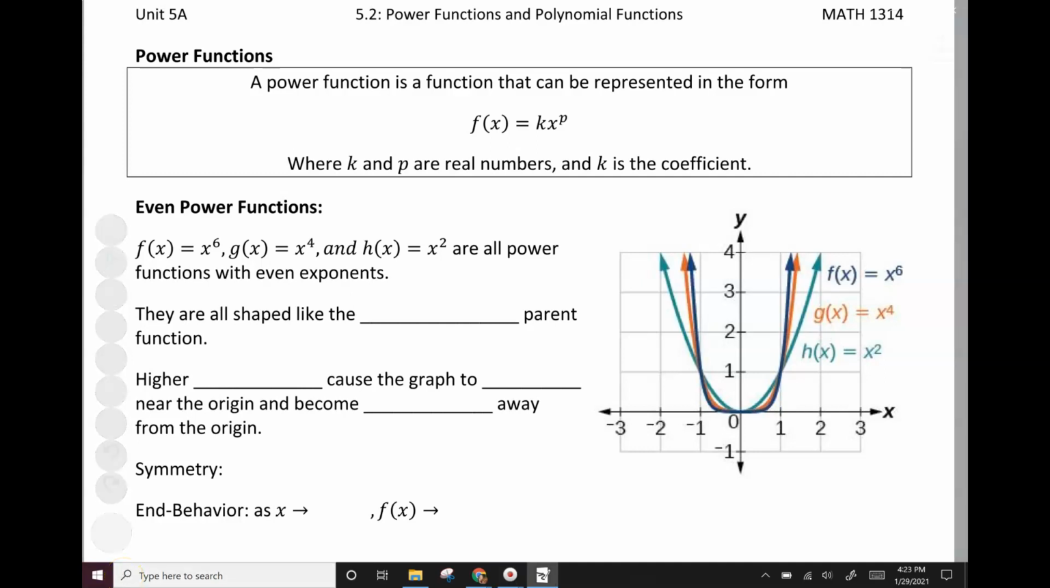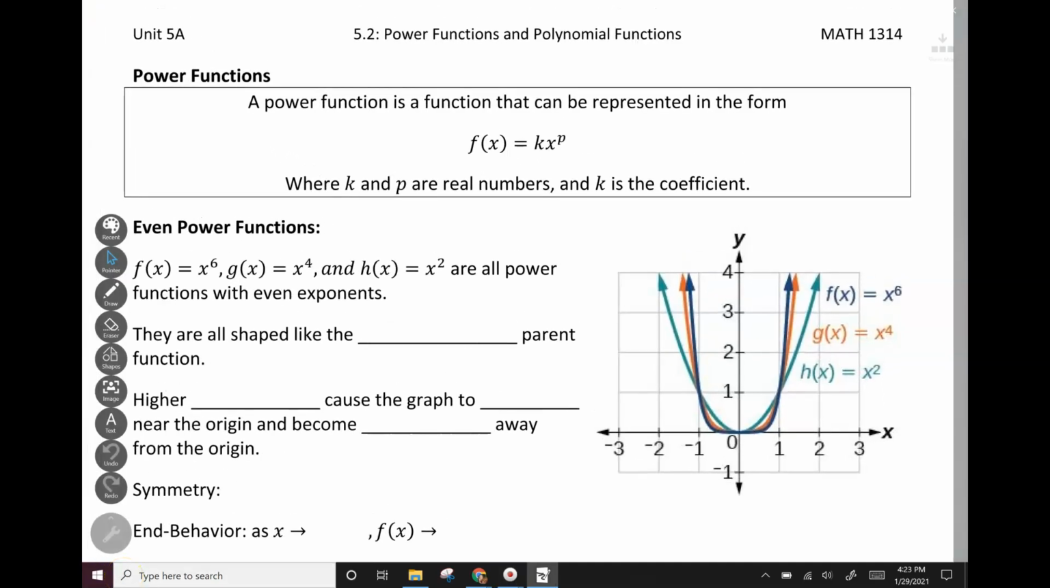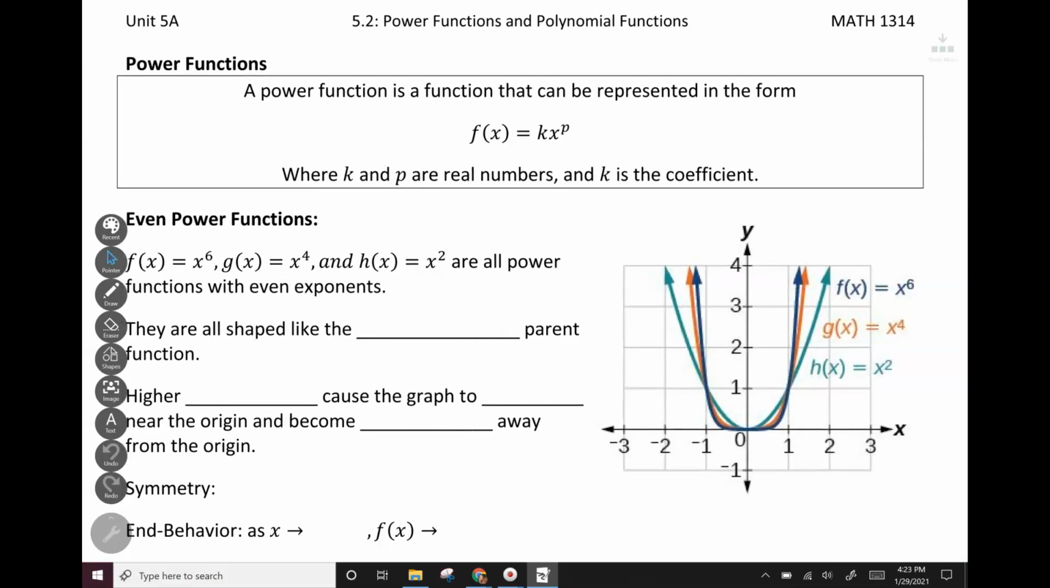Hey guys, this is 5.2 part 1. We're going to be talking about power functions in this video.